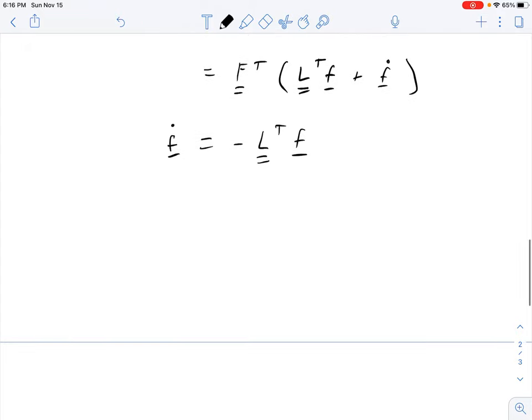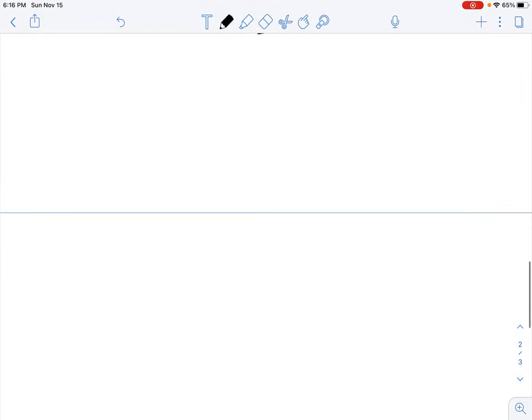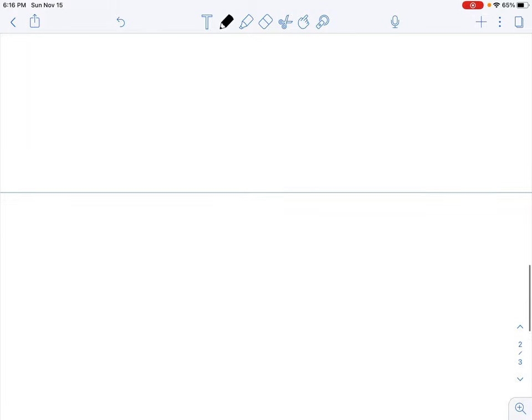But it turns out that F inverse transpose is an important mode of evolution as well. So, let's get into that.